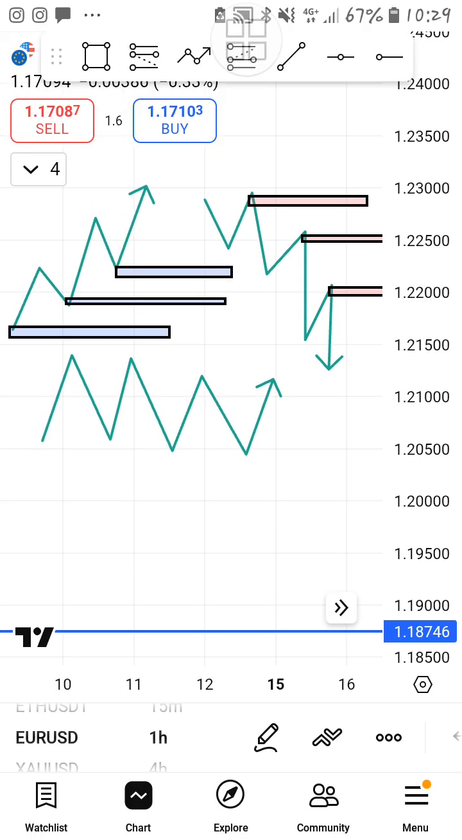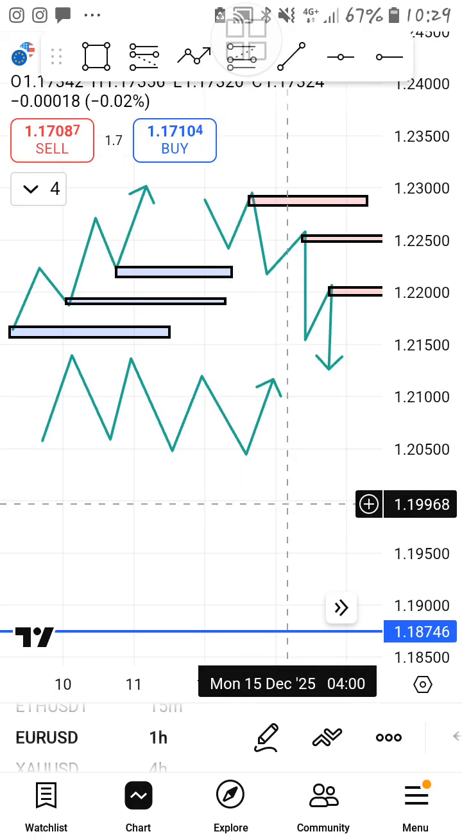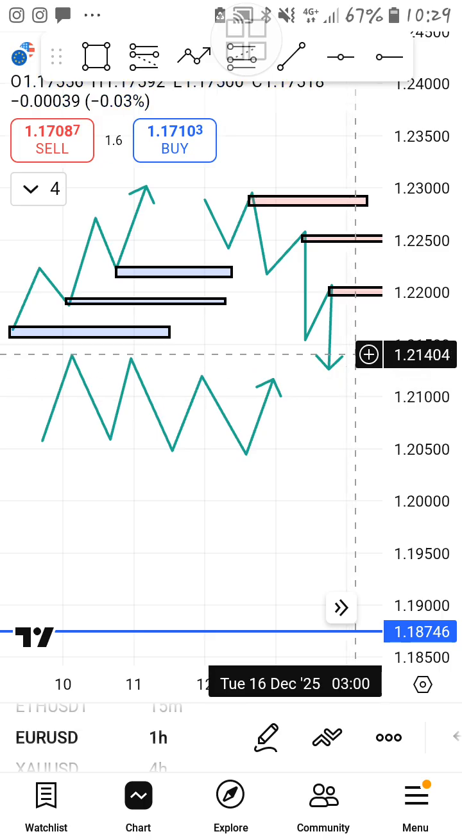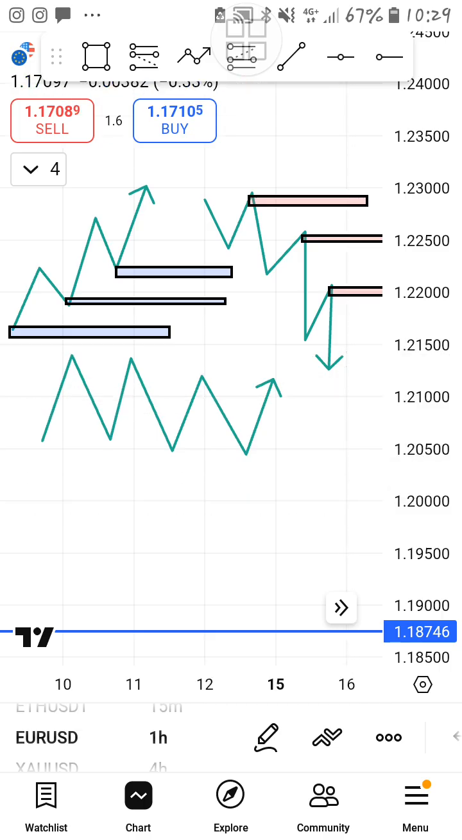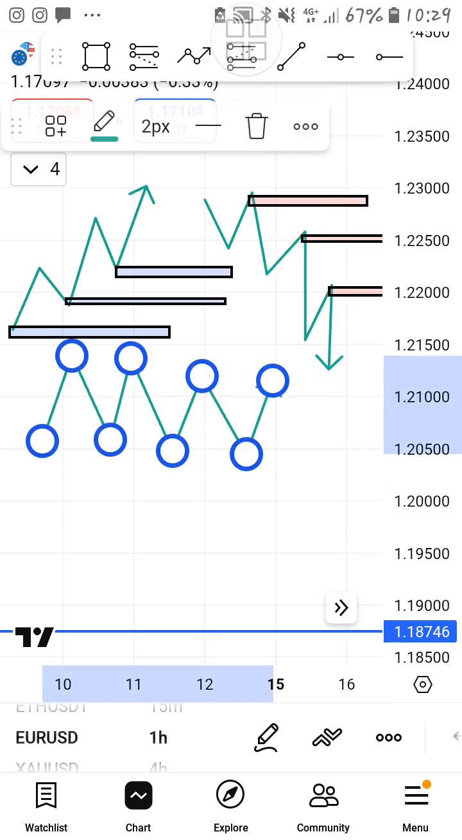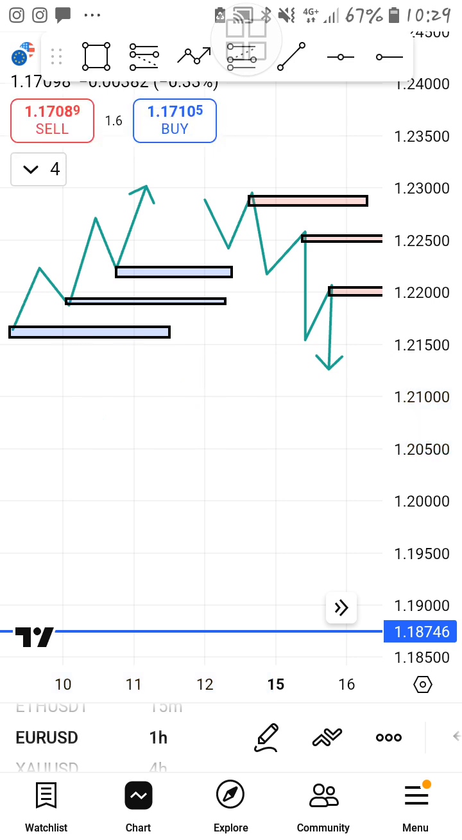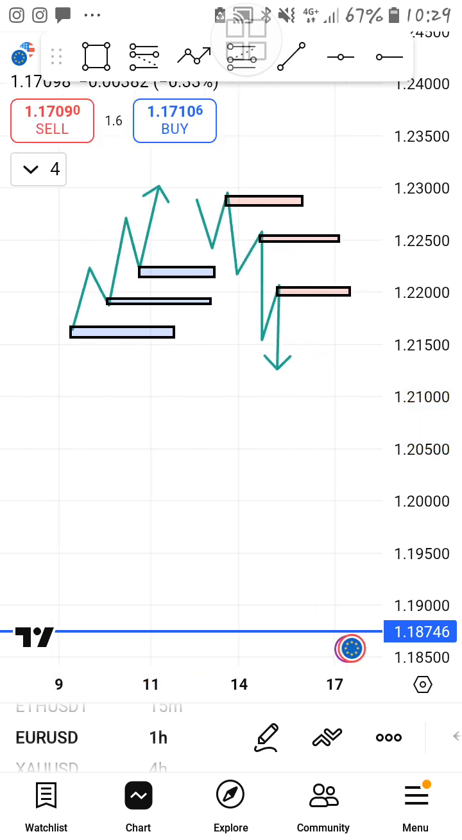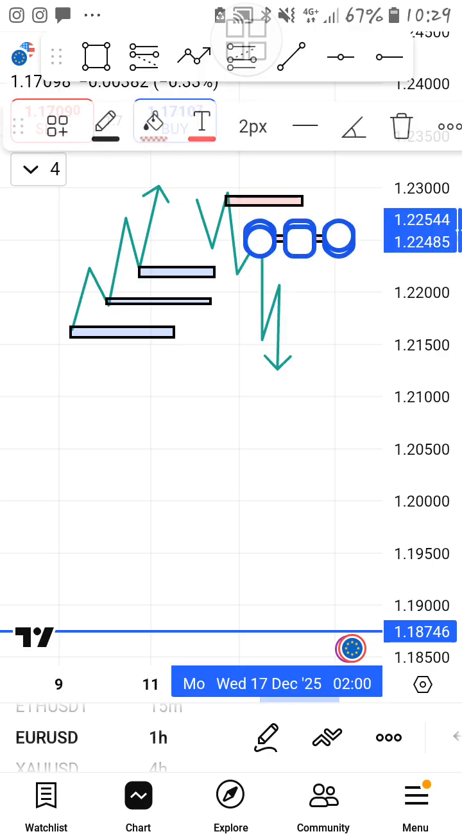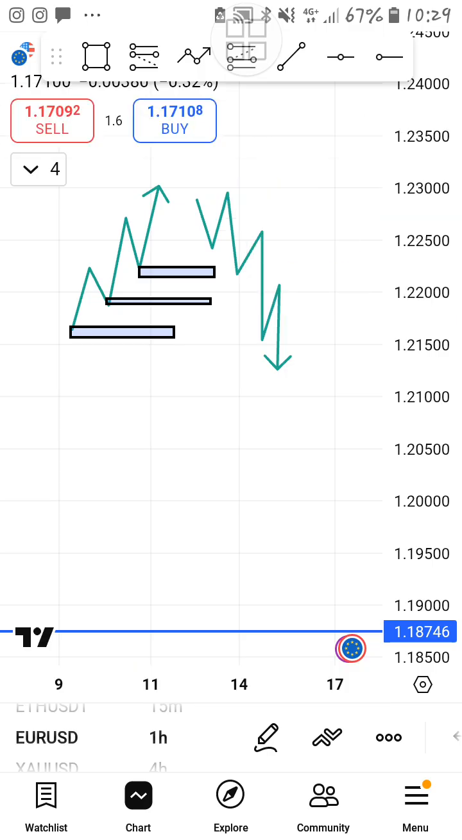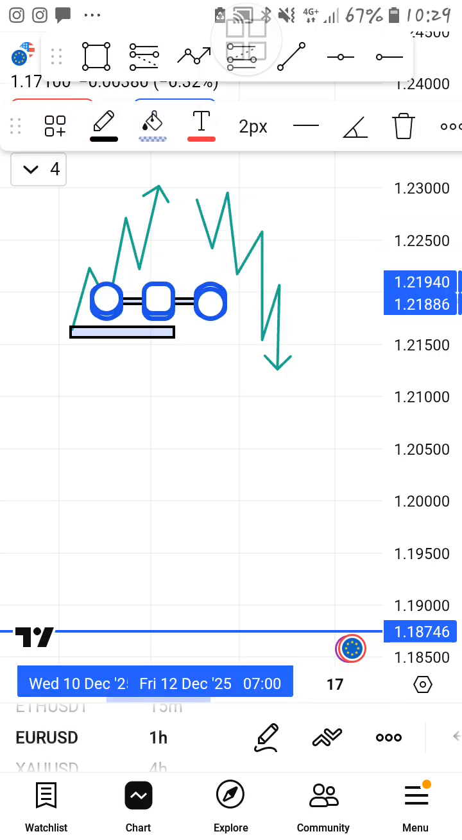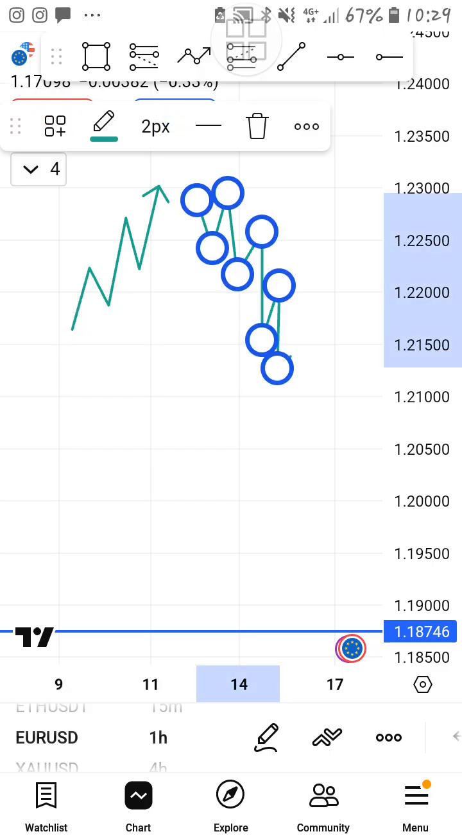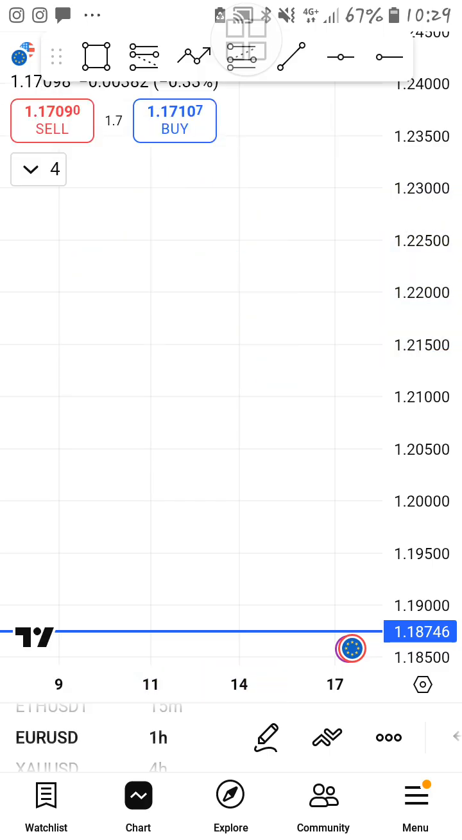Basically, in a sideways trend, we don't trade supply and demand because there's nowhere to trade it. You know what I mean? So this one is out of the topic. So how do we trade these supply and demand zones? This is how we trade supply and demand zones. We're going to show how we trade them.